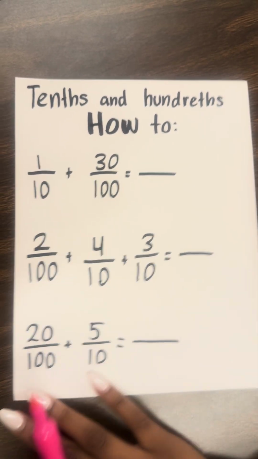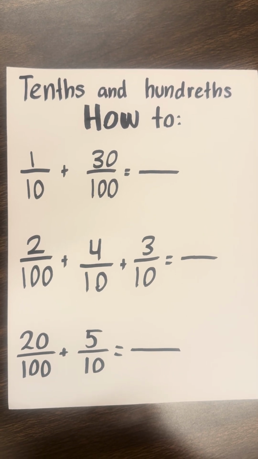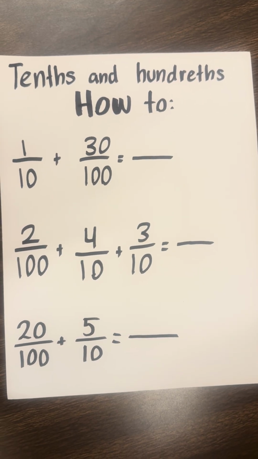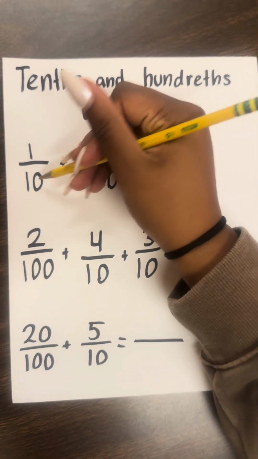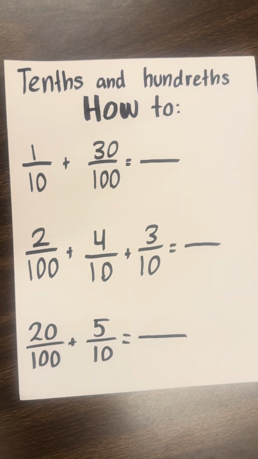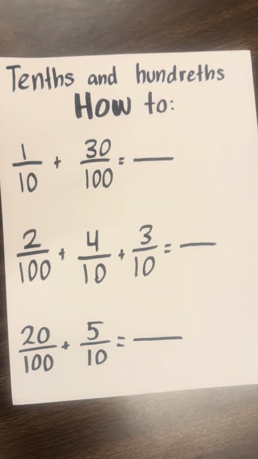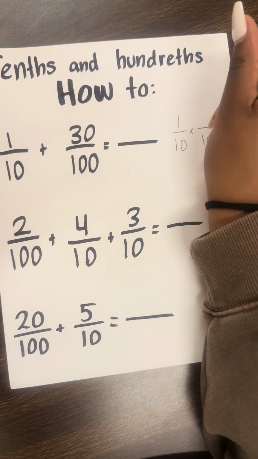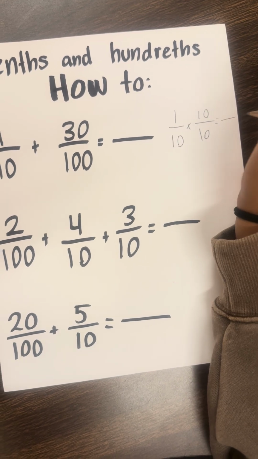Can you add numbers if the bottoms are not the same, if the denominators are not the same? No, you cannot add numbers if the denominators are not the same. So instead, what you need to do is make them the same. Can 10 become 100? Yes, 10 can become 100. And how 10 becomes 100 is you multiply by 10. Make an equivalent fraction. So you can do it like this. Multiply the bottom by 10 and the top by 10, because what you do to the bottom, you have to do to the top. Awesome.